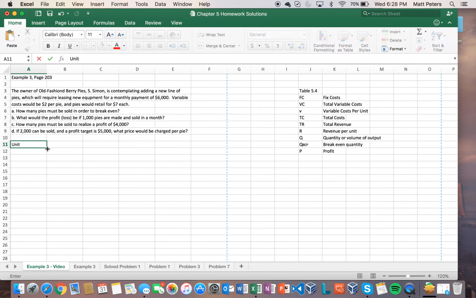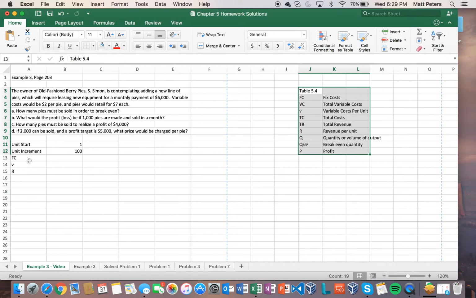So first we need the unit start and the unit increment. Now this will make sense as we build the chart, and you can see how it's going to work. But we'll just say for now we're going to start with 1 unit and increment 100 at a time. Okay, then we need the variables from our question. So we need our fixed costs, our unit variable cost, and our revenue per unit. And I have table 5.4 from the book up here, so you can see exactly what these letters mean as I use them down here.